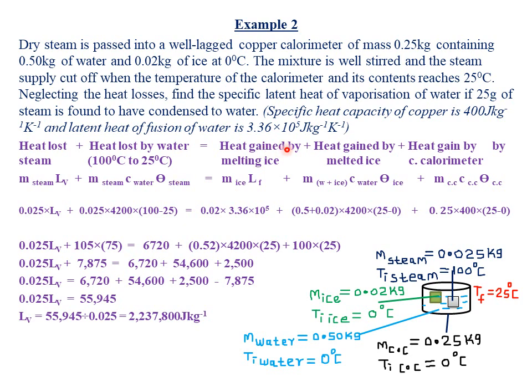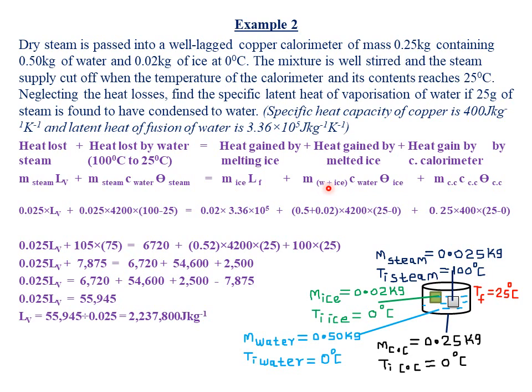Then the heat that is gained by the melting ice, that is heat that is used in the process of melting, we said will be given by the mass of ice multiplied by the latent heat of fusion. Then the heat that is gained by the melted ice will be given by both the mass of the ice and of course that of water. So we are taking the mass of ice plus the mass of water because remember that ice has actually melted. When ice melts, it forms water.